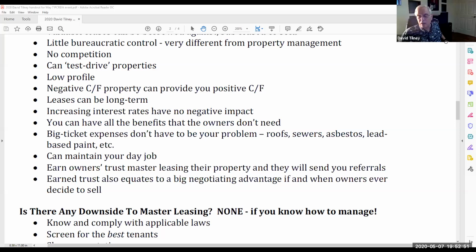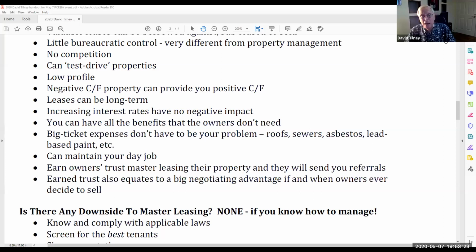Leases can be long-term. Yeah, they can. Now, I think in Florida, every state has different rules, so make sure you know what the rules are. I think if you do a lease for longer than a year, you need several witnesses on the lease. We always get all of ours notarized, but I think you need witnesses. In Colorado, we do not need witnesses, so just check on that. You need witnesses on a deed in Florida also. Increasing interest has no negative impact. Doesn't matter at all.